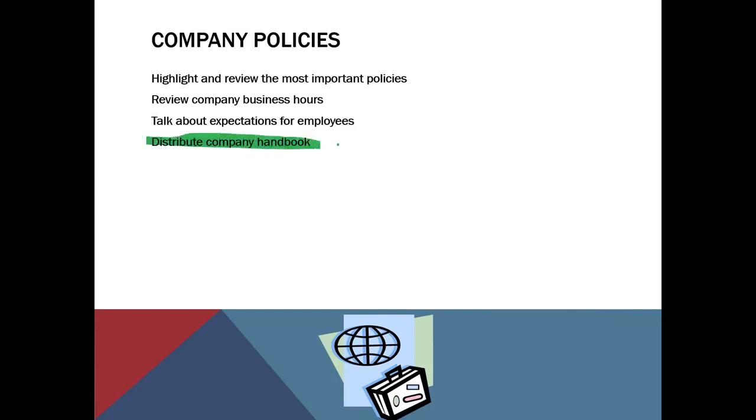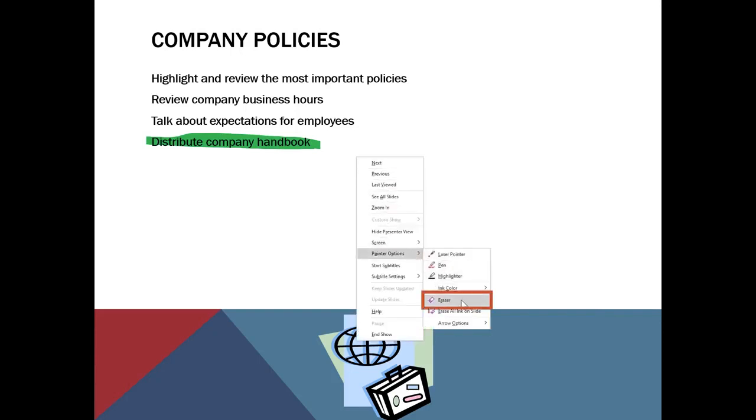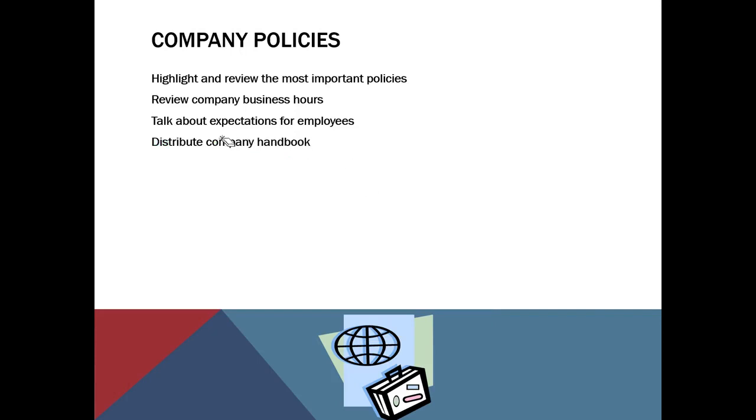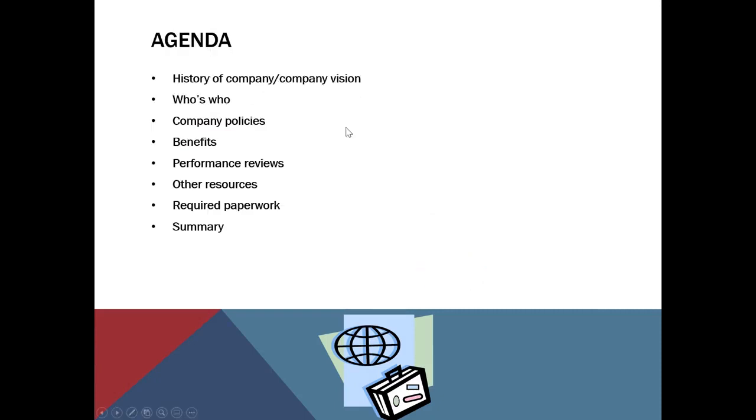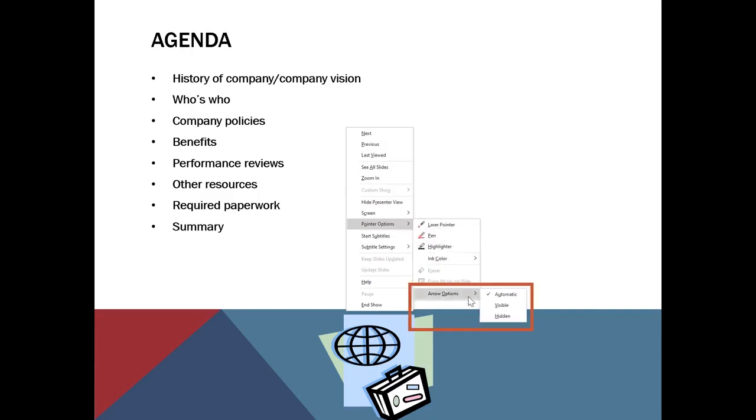What if you want to remove annotations from your presentation? Just use the Eraser tool to erase a single complete annotation mark, such as a continuous line or shape made by the pen. Clicking the Erase All Ink on Slide option will automatically erase all annotations on the slide. Finally, the arrow option is used to toggle the visibility of the arrow. The available options include Automatic, Visible, and Hidden.